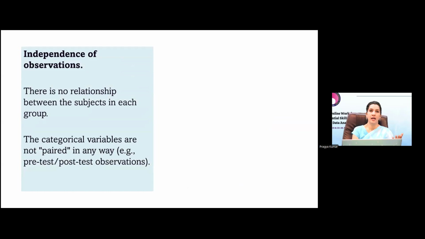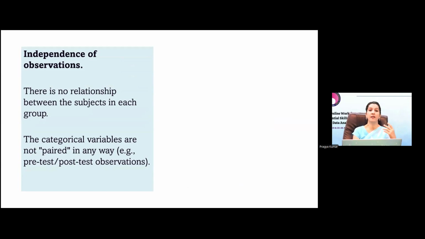Now, in this slide, I have talked about independence of observation. What do I mean by independence of observation? That means there is no relationship between the subjects in each group. It should not be a pre or post test observation. Means category.